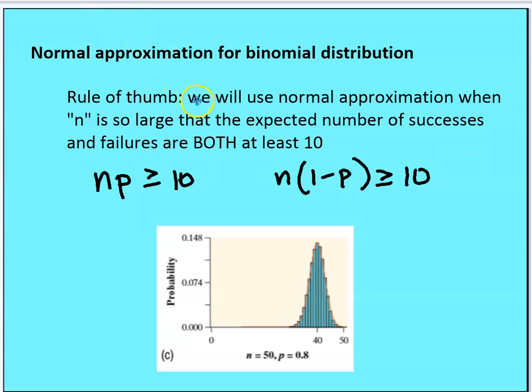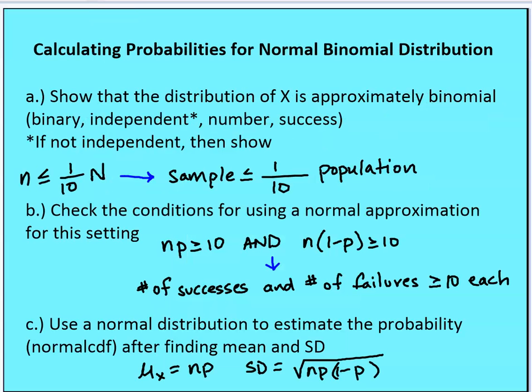So the rule of thumb we're going to use is that we can use normal approximations when n is so large that the expected number of successes and failures are both at least 10. So when np is greater than 10, and when n times 1 minus p is greater than 10, then we're okay using the standard normal distribution. But when they're not both, then we have to be careful. All right, so here we go with calculating probabilities. We have some requirements. We need to show that the distribution of x is approximately binomial.